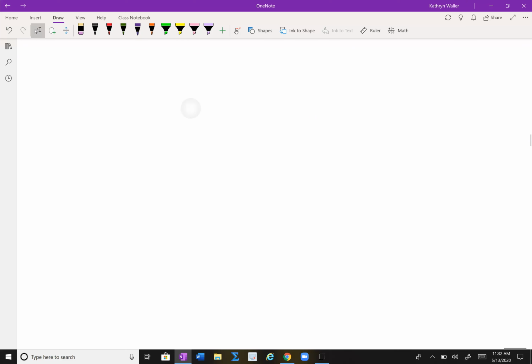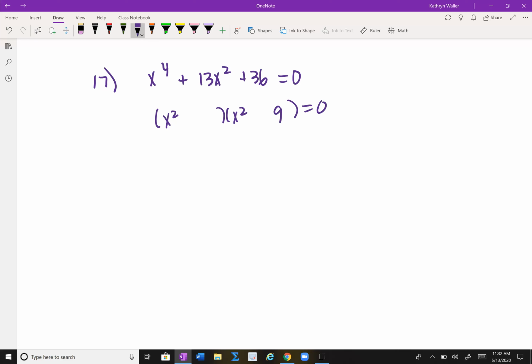Okay, question 17, find all the zeros. So you just go x to the 4th plus 13x squared plus 36 equals 0. So this one's kind of tricky. So you factor it, and I know that x to the 4th looks bad, but it just goes to an x squared and an x squared. And then the 36 goes to a 9 and a 4, because it multiplies to give you 36 and adds to give you 13. And that's it. Neither one of those factors further.